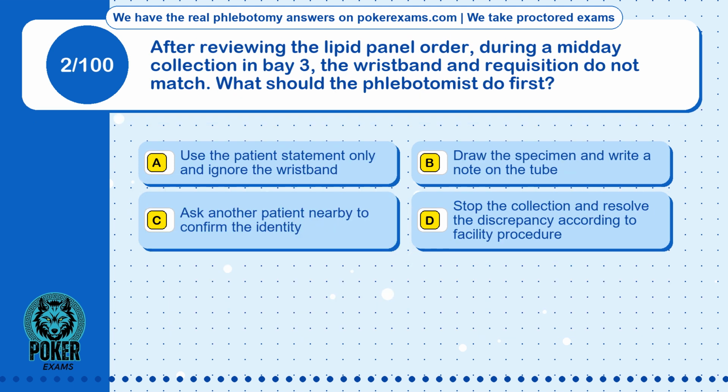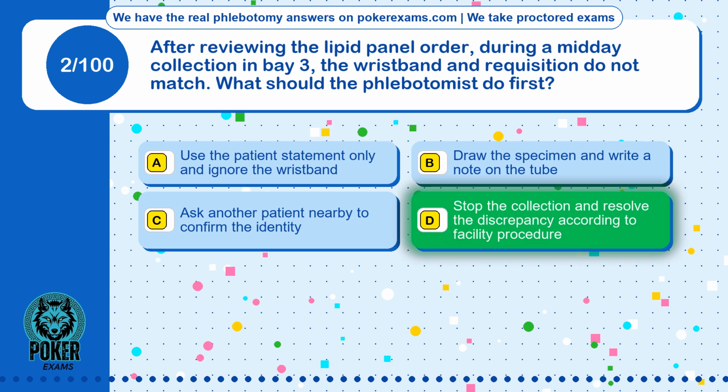Question 2. After reviewing the lipid panel order, during a midday collection in Bay 3, the wristband and requisition do not match. What should the phlebotomist do first? Option A. Use the patient statement only and ignore the wristband. Option B. Draw the specimen and write a note on the tube. Option C. Ask another patient nearby to confirm the identity. Option D. Stop the collection and resolve the discrepancy according to facility procedure.